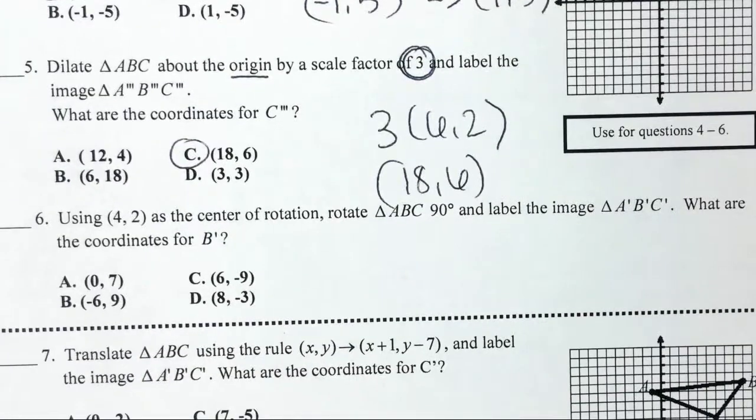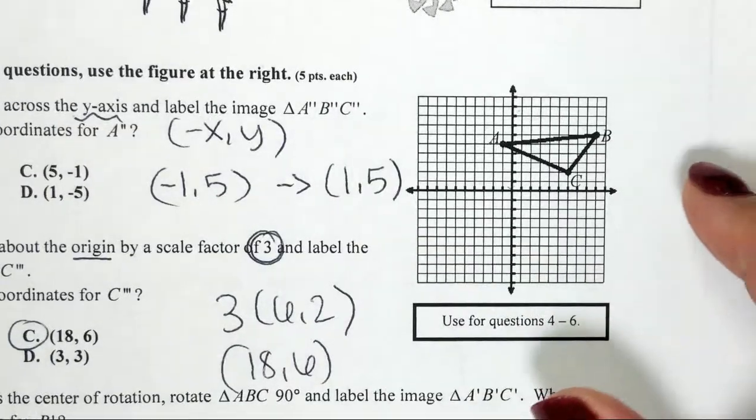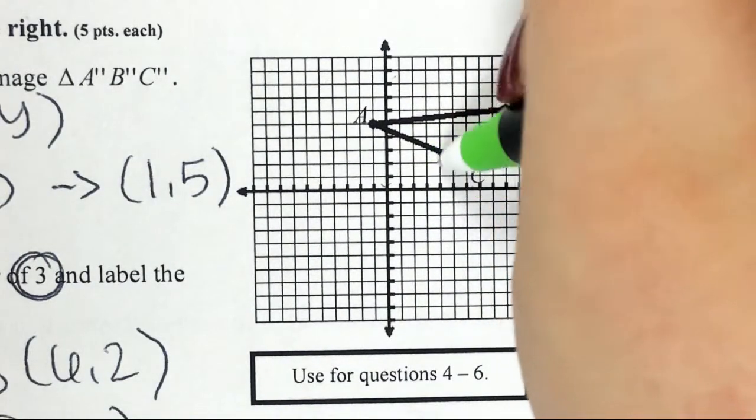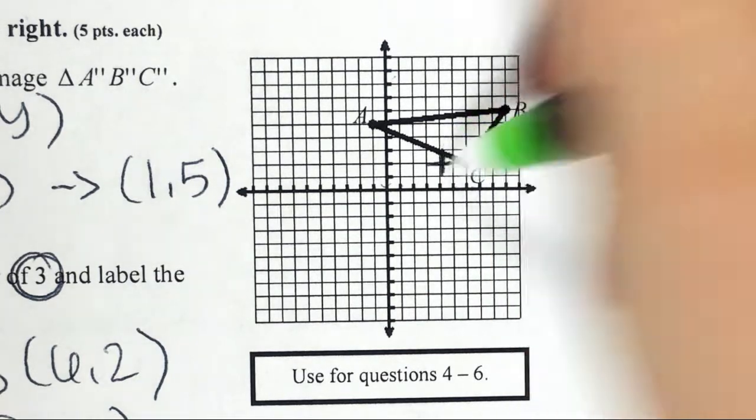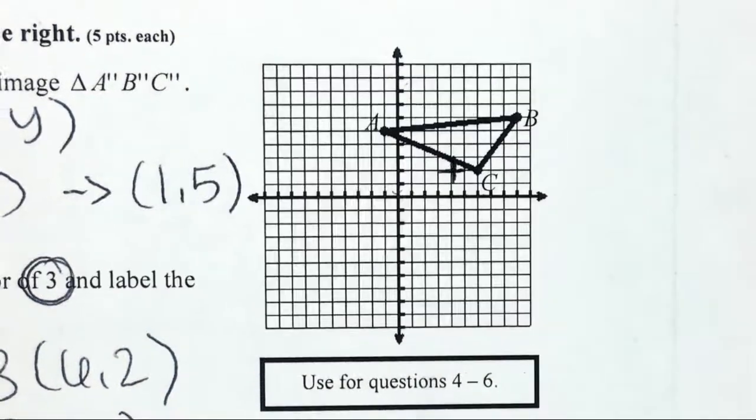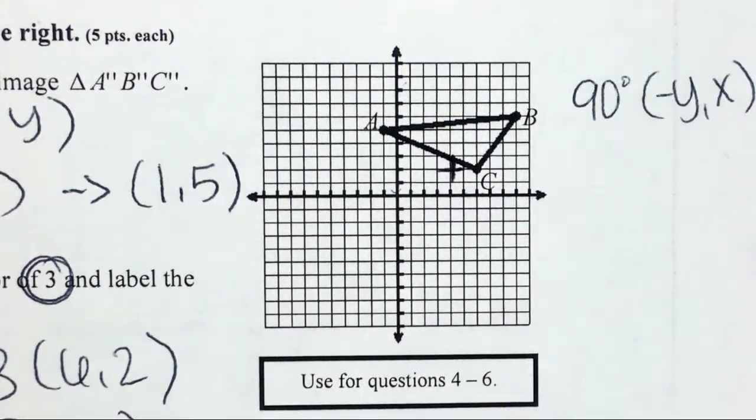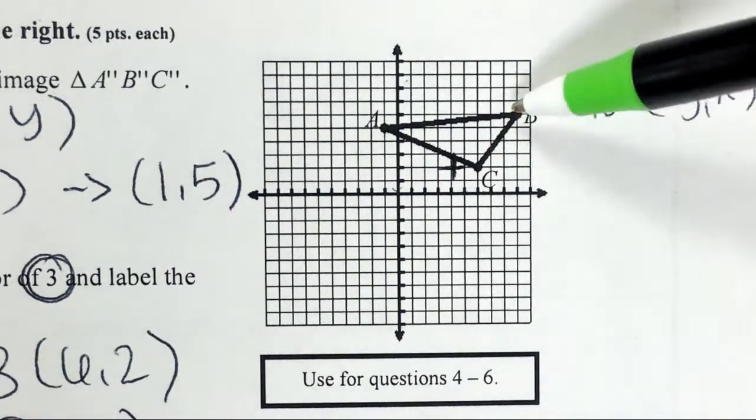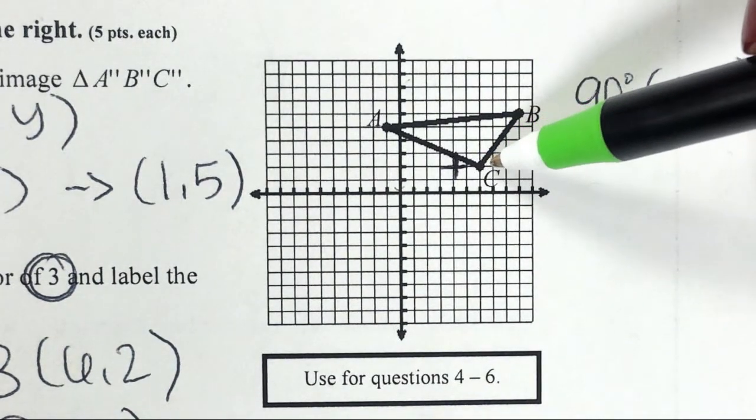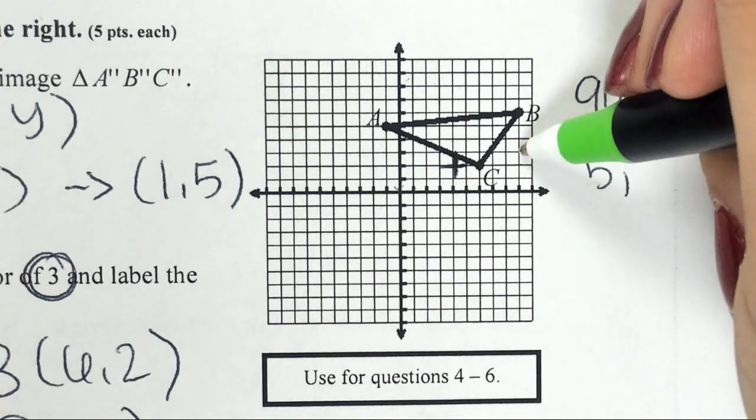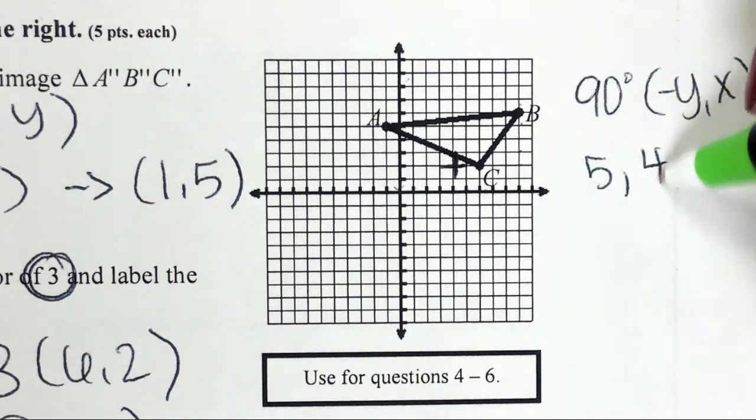Number 6, using 4, 2 as the center of rotation. So this gets a little bit more complicated. I'm going to blow this up right here. If I use 4, 2, 1, 2, 3, 4, 1, 2, and it says rotate 90. Well, 90 degrees rotation is negative y, x. So if I'm rotating 90 degrees, I want to know what are the coordinates for B. Well, B is at 1, 2, 3, 4, 5, comma, 1, 2, 3, 4.